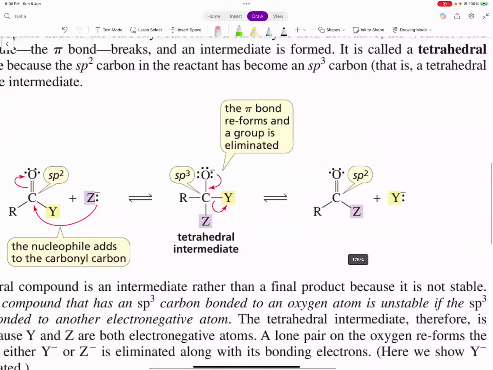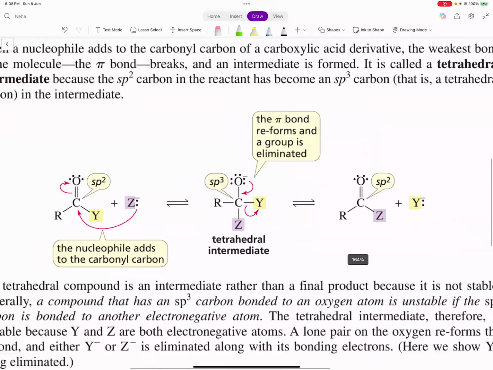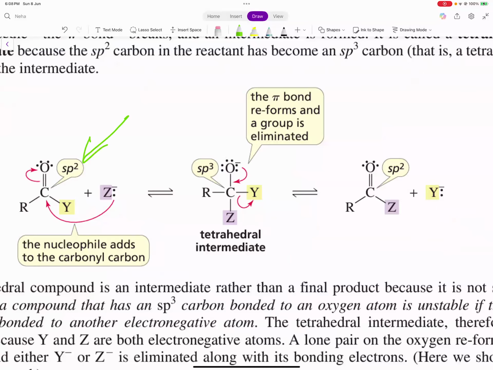Z minus is going to attack this sp2 carbon atom. After it has attacked, this carbon has now become sp3. This is called a tetrahedral intermediate, for obvious reasons, because it is sp3 hybridized and tetrahedral.